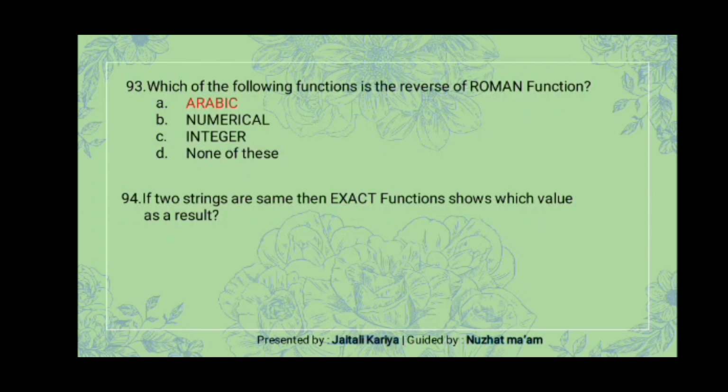94. If two strings are same, then XZ shows which value as a result? A. 0, B. 1, C. 0 or 1 and D. None of this, and the correct answer is B, that is 1.